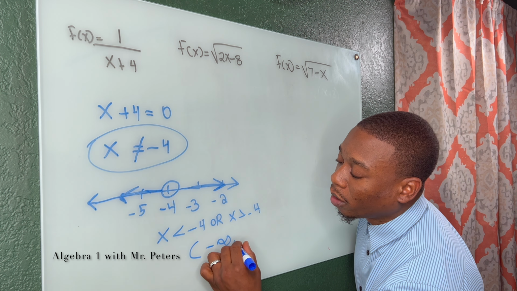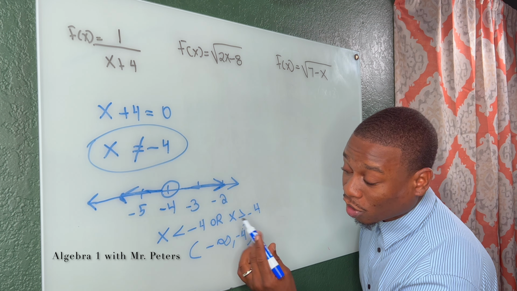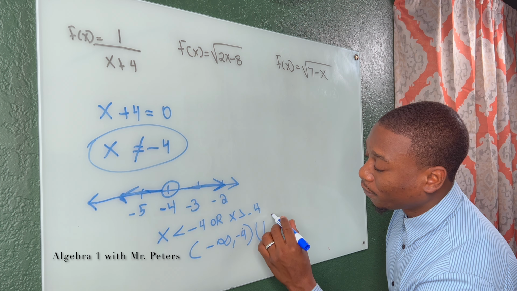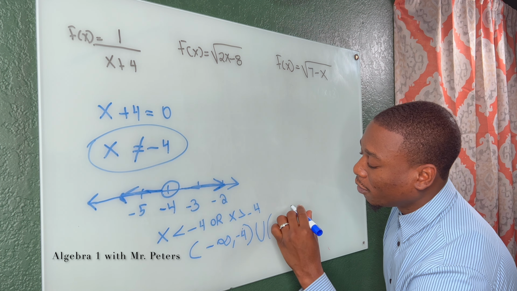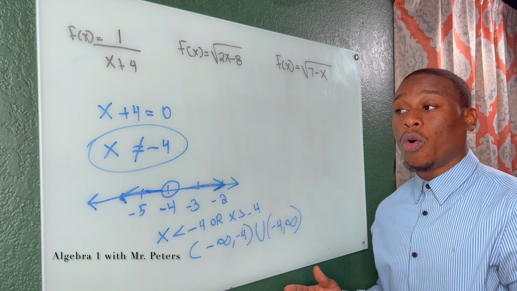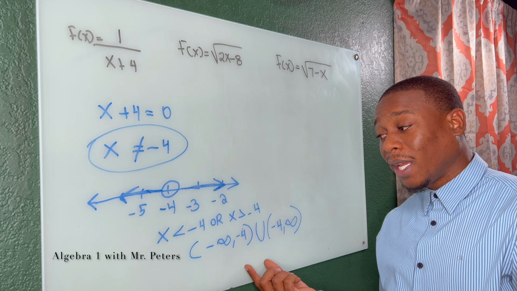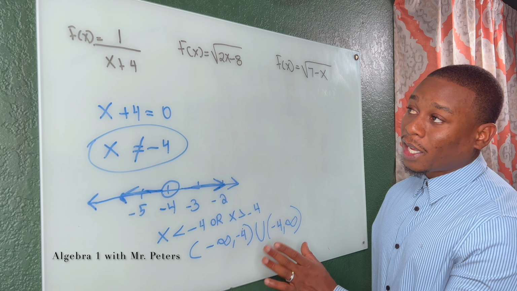Negative infinity, comma, negative 4, right? Parentheses because it's an open circle. We're going to use the union with, right? That's basically saying "or." And then we have -4 to positive infinity. So this is how we would solve for the domain, graph it, and then do the interval notation. All right, so with this said, that's the first example.